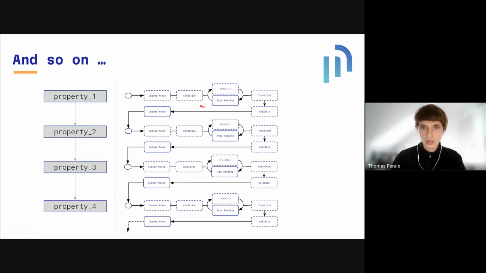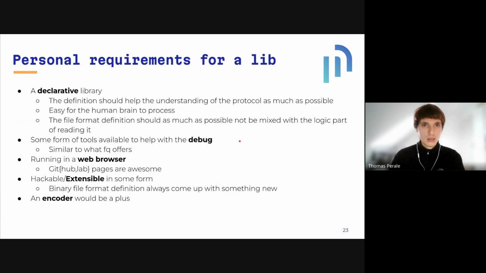So yeah, basically you keep chaining things like this basic loop, and each property gets the different characteristics that you need to define for it. My personal requirement for such a library was that I really wanted something that I call declarative. It may not be strictly declarative in the sense of declarative programming, but what I mean by declarative is that I want something that is quite contained, so that it is easy for the human brain to understand.